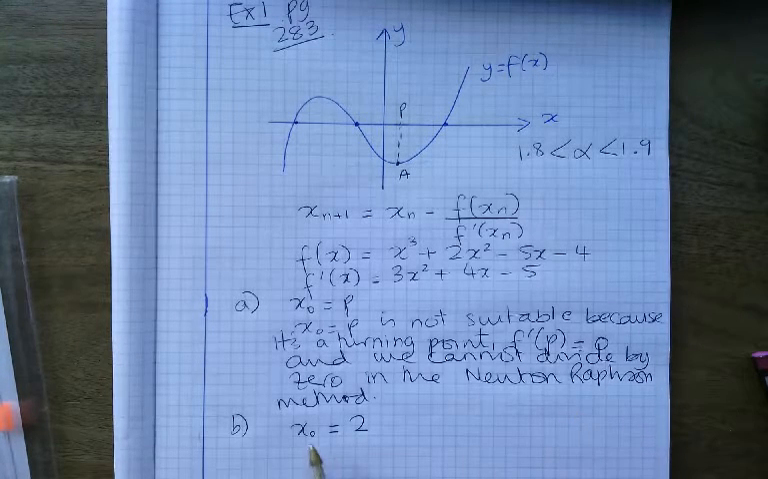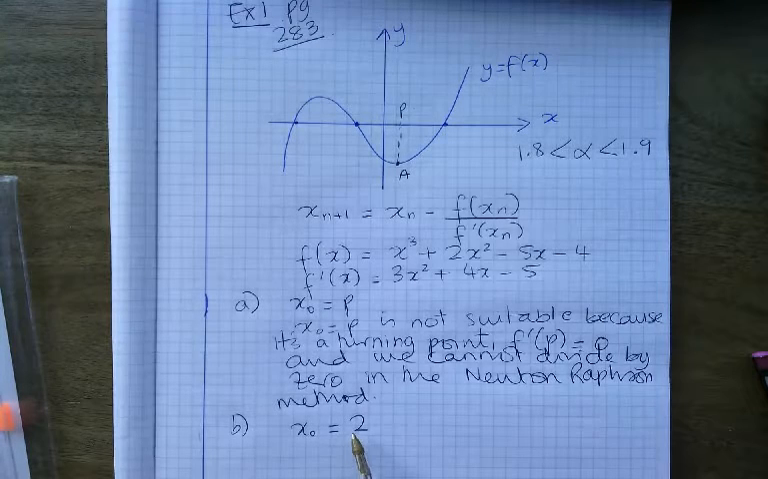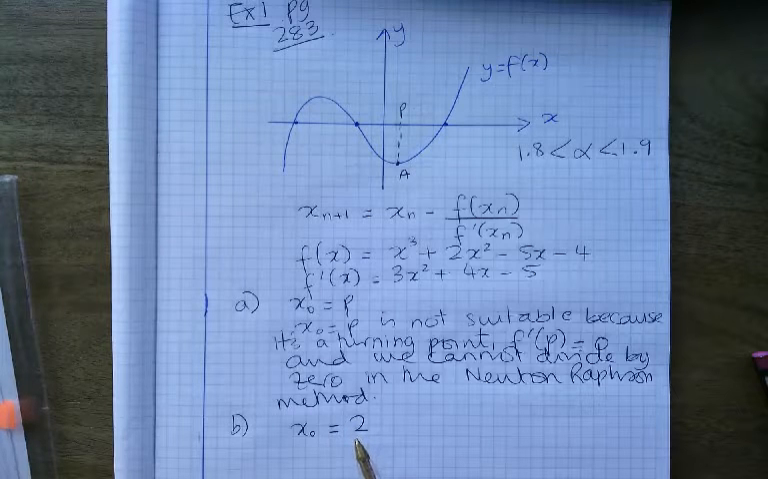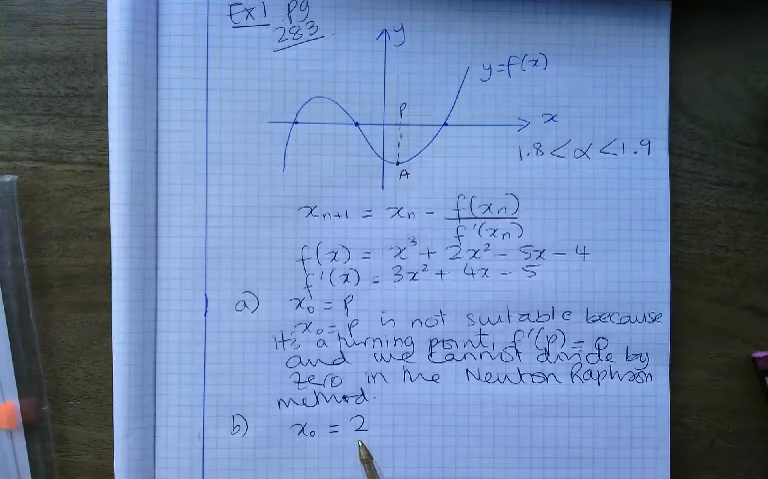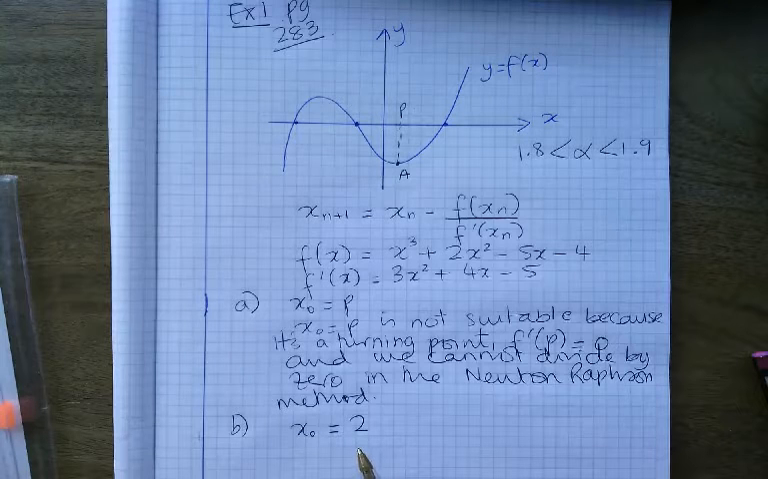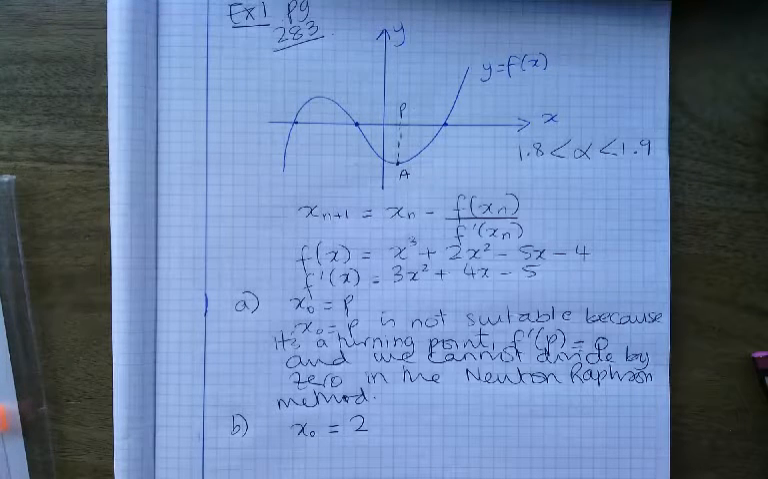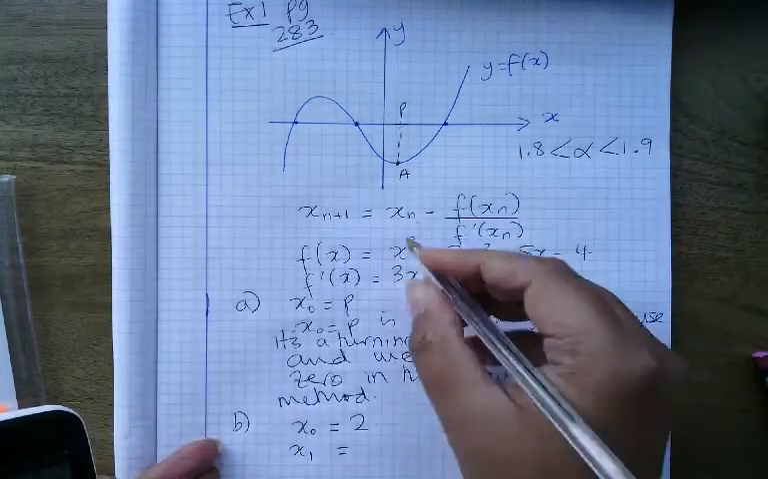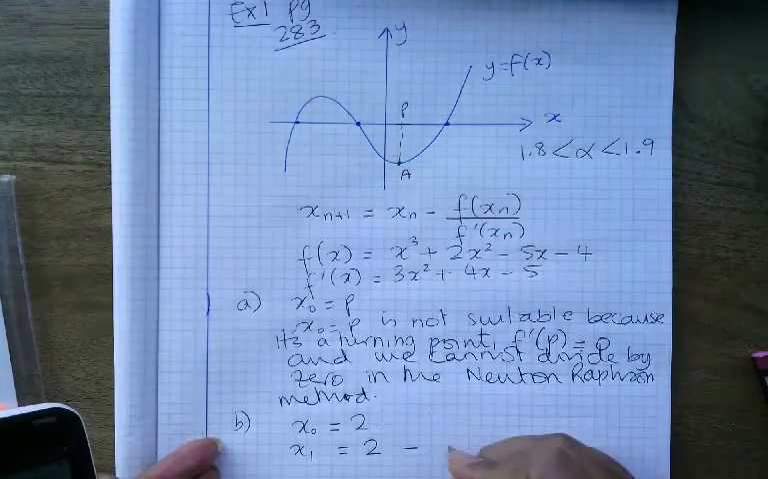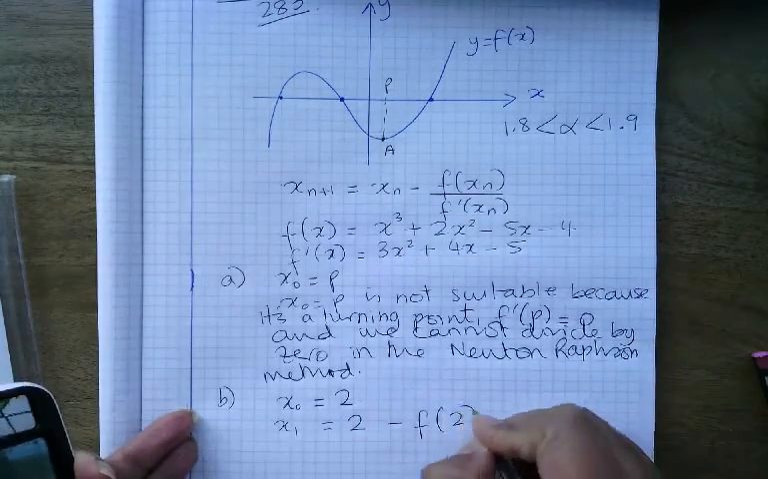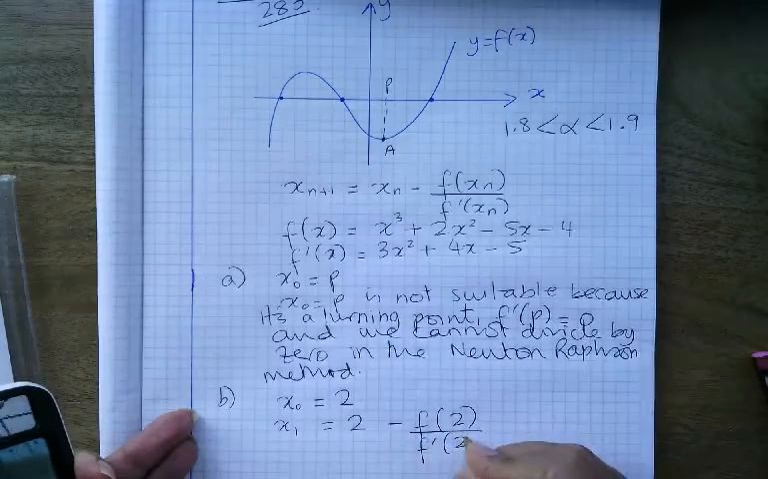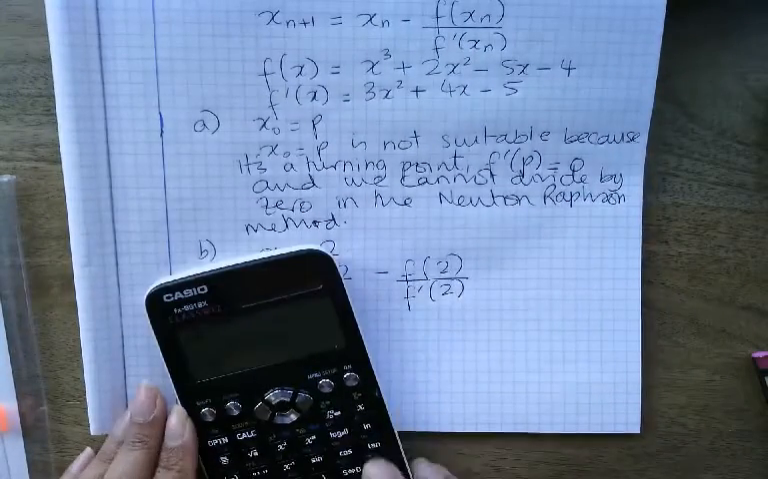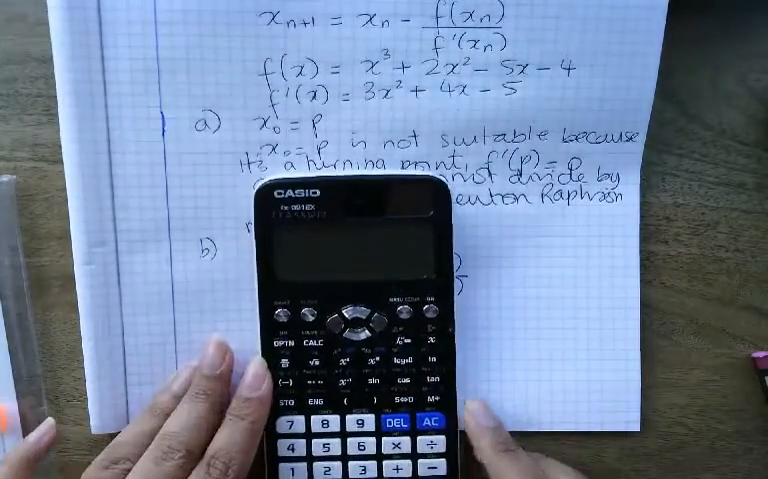So using 2 as a starting value or as a first approximation, apply the Newton-Raphson procedure twice to f of x to find a second approximation to alpha, giving your answer to 3 decimal places. So what we want to do is work out x1. So x1 is 2 minus f of 2 divided by f dash of 2. And there's a really easy method on the calculator that you can use. I'm sure you are all aware of it, but I'll just repeat it.